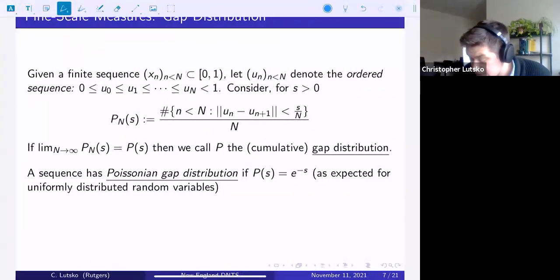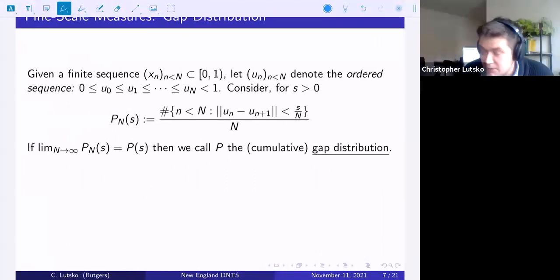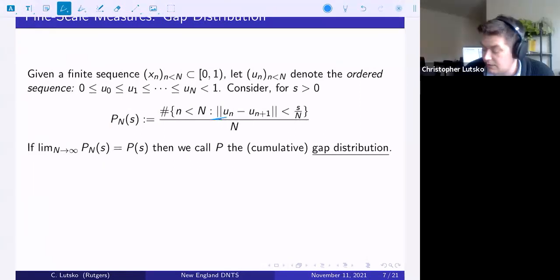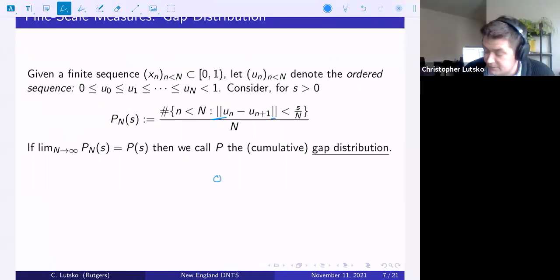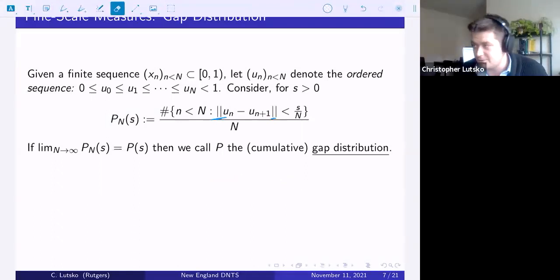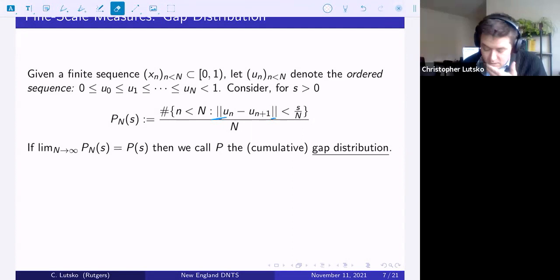Now, what's the meaning of this norm? Mod 1. Oh, the norm mod 1. Yeah, sorry. They're all in the unit interval. Yeah, but you could get 0.9 and 0.1. The distance there should be 0.2. Okay, I see. Okay, thank you. Whenever I draw a norm, it's going to mean mod 1. Okay, so that's our cumulative gap distribution.